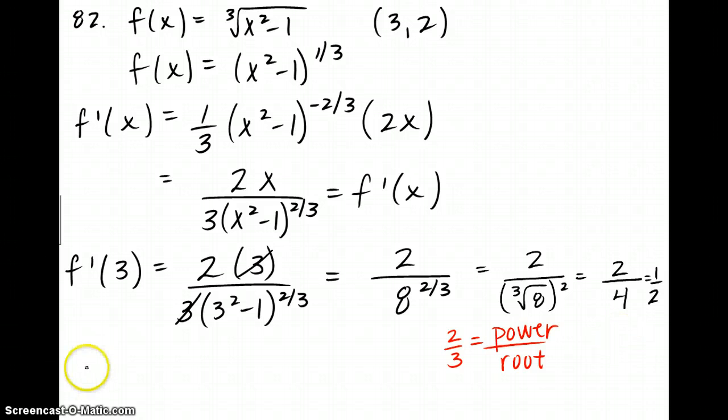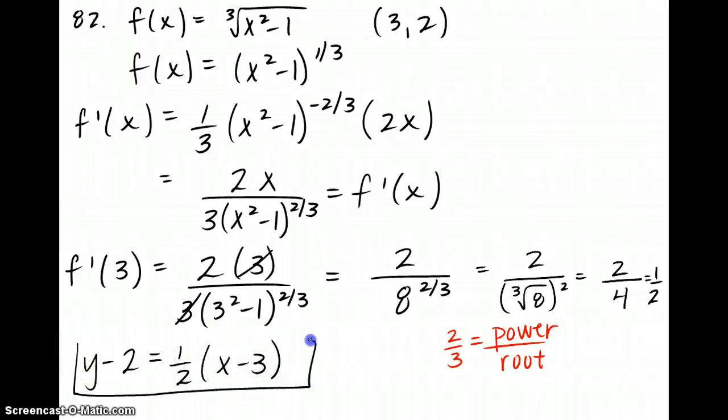Now, a natural consequence of this, write the equation of the tangent line. Y minus 2 equals the slope times x minus 3. The directions don't ask for that, but that needs to be able to be done if you're asked to find the derivative at a point.